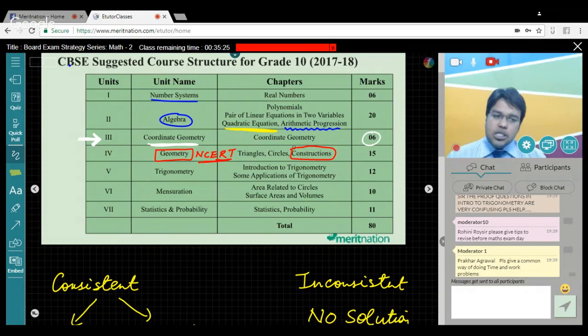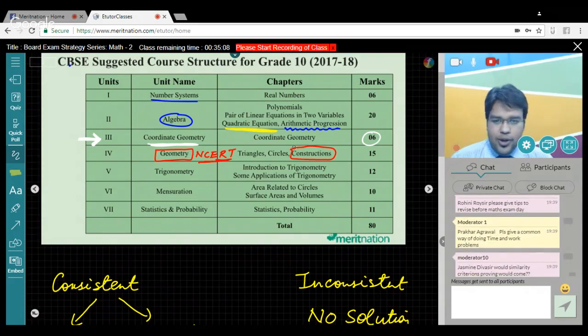And I mentioned this earlier as well, that you might write the steps of construction if you have time on your hand. If it's explicitly mentioned, please write the steps of construction. Otherwise, the choice is yours.